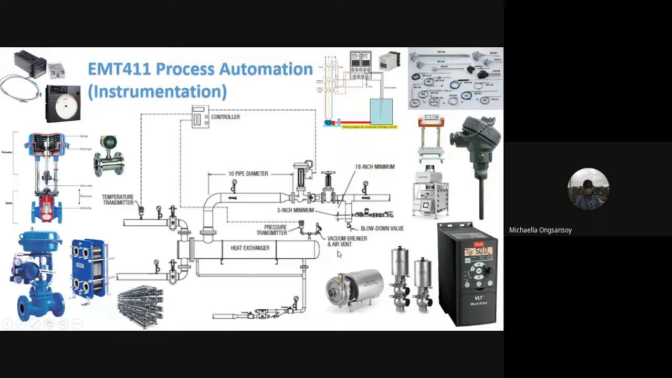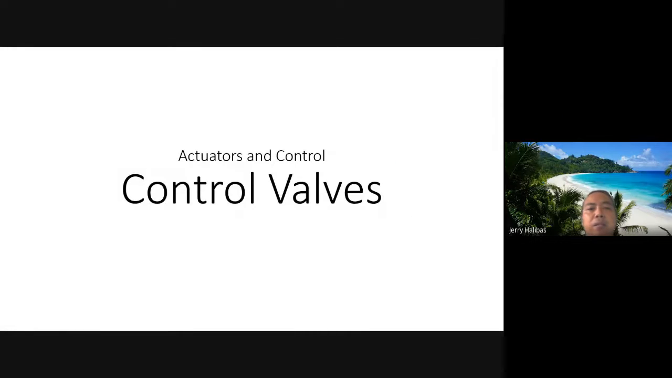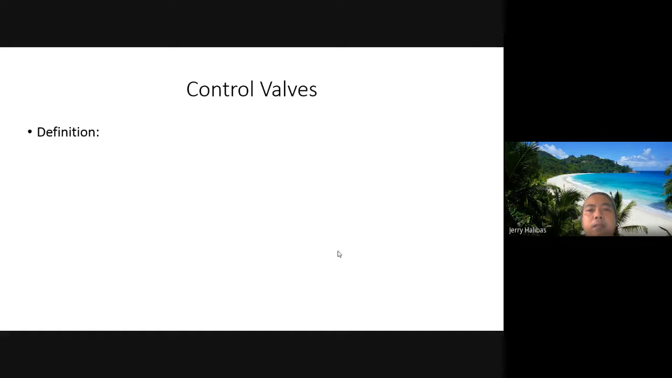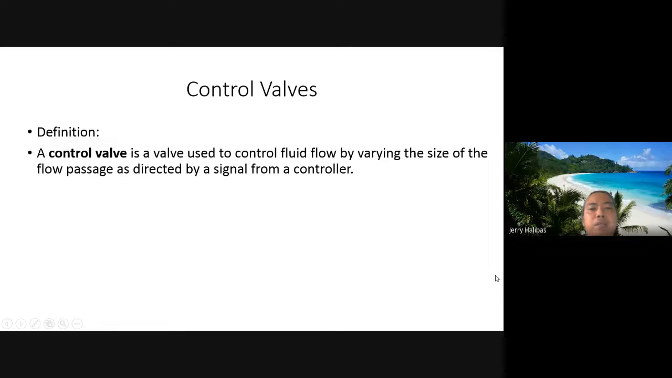Yes, sir. Okay, so actuators and control, control valves particularly. Definition: what is a control valve? A control valve is a valve used to control fluid flow by varying the size of the flow passage as directed by a signal from a controller.